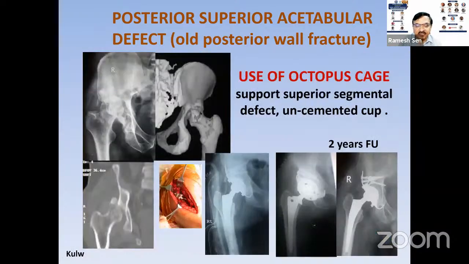Another case where, this is a very old case, when we used to have this octopus cage with us. At that time, the superior dome was also affected, and the dome cannot be reconstructed with the graft. You need either an augment or a cage. So at that time, augments were not available. So we used an octopus cage, and you can see how beautifully the octopus cage has been incorporated in the total setup.